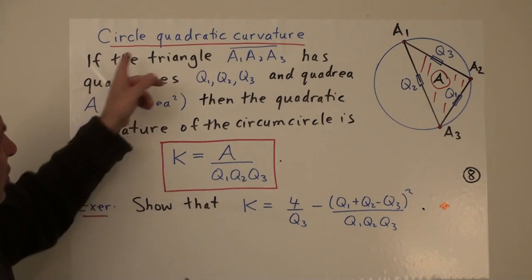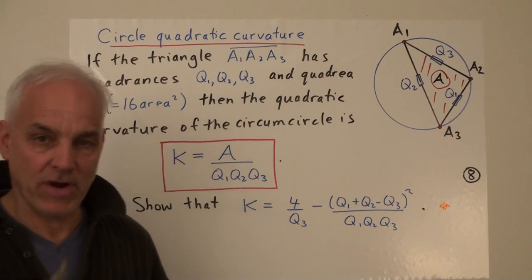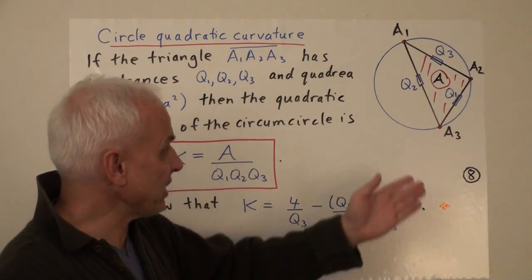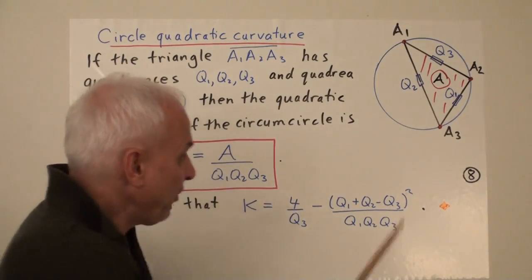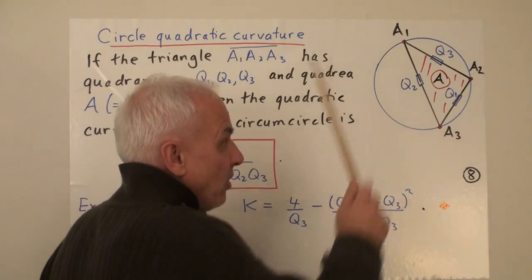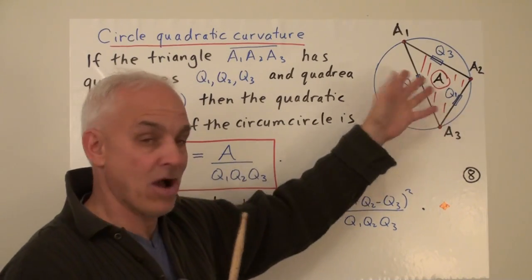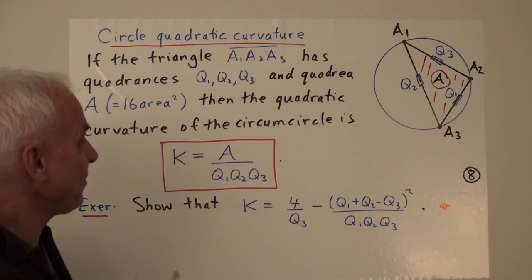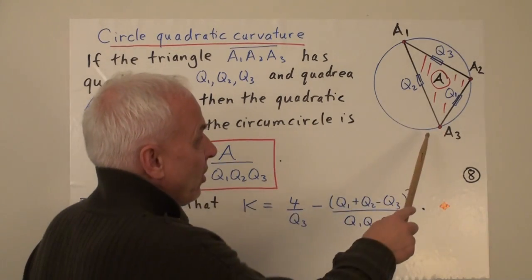All right, so now let's have a look at circle quadratic curvature. So we have a circle, and we might be interested in what is its quadratic curvature. One way of calculating that, if we don't know what a diameter is directly, for example, if it's just a circle on a page, we may not be able to easily measure a diameter. But if we can find 3 points on that circle, then we can hope to measure the quadrances between those 3 points. Therefore, we have a triangle. We can calculate the quadrea of the triangle because it's a consequence of knowing the 3 quadrances. And then we can write down what the quadratic curvature of the circle is. The circle in this case is called the circumcircle of the triangle.